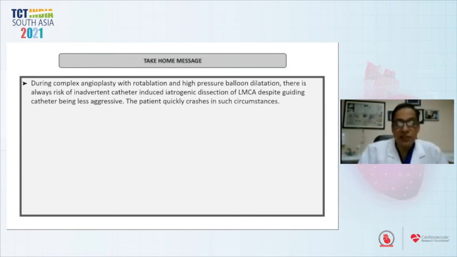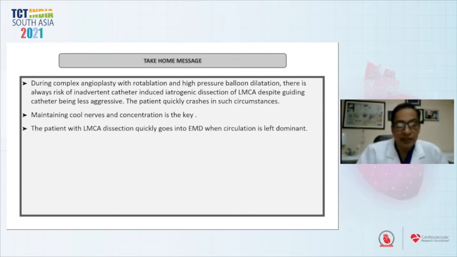So during complex angioplasty with rotablation, high pressure balloon dilatation, there is always risk of inadvertent catheter-induced iatrogenic dissection of left main. The patient crashes quickly in such a situation. So maintaining cool nerves and concentration is the key. With such patients, they go very quickly into EMD.